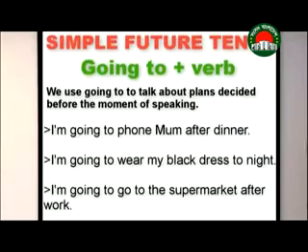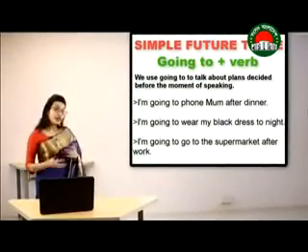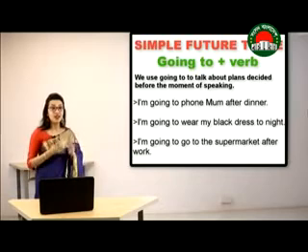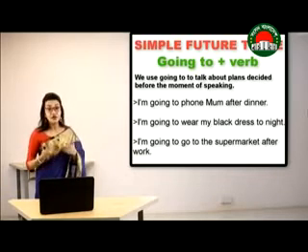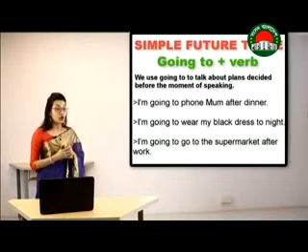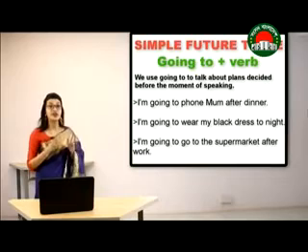For example, I am going to phone mom after dinner. I'm going to wear my black dress tonight. I'm going to do the supermarket after work. So going to dinner, wearing something, or going to the supermarket or shops, all these are part of my plan. For these reasons, I have used going to plus verb in all these cases. And how has the verb been used? It has used the present form.